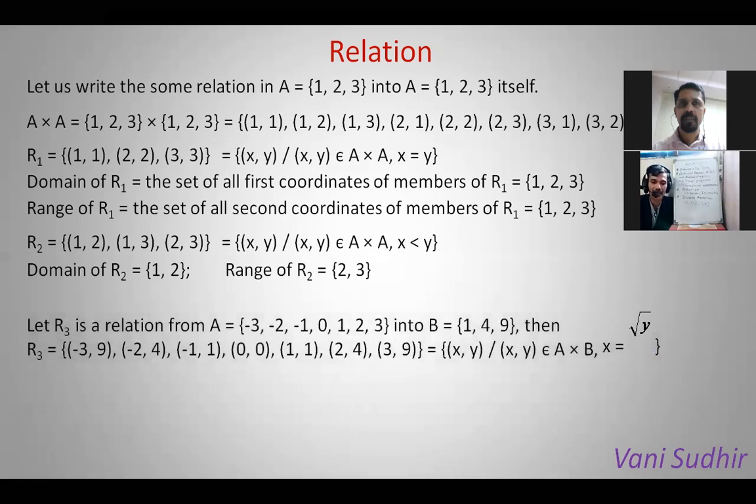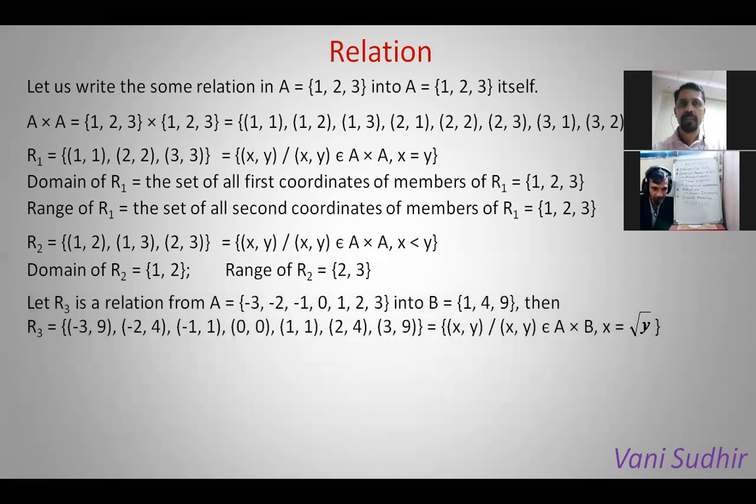One more relation I will take. In A, I have taken integers from -3 to 3. In B, I took square numbers 1 to 9. Okay, I want to write a relation R3 from A into B. Ordered pairs, I have paired all these elements. If you observe, how is it? If you take the square root of the second coordinate, you will get this value. Square root of 9 is not only 3. Square root of 9 is -3 also. We told it will have 2 roots.